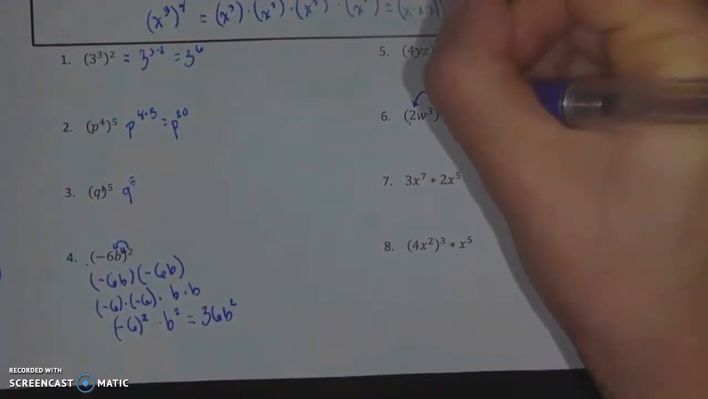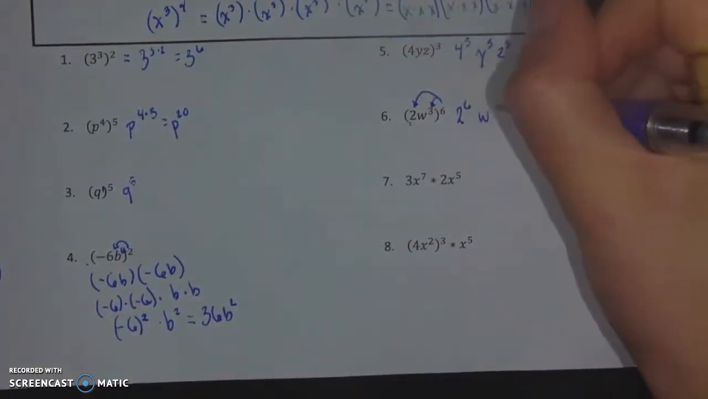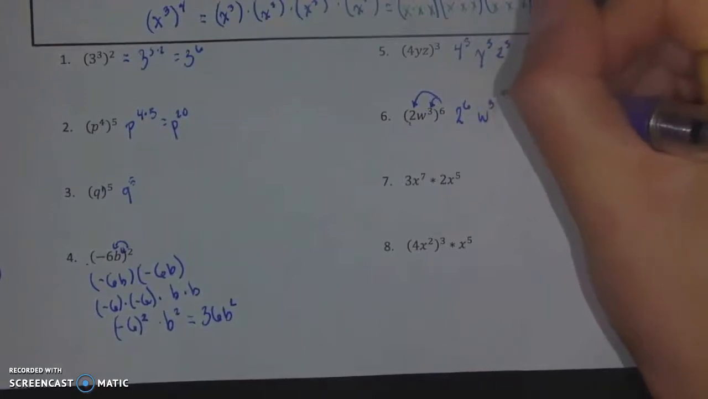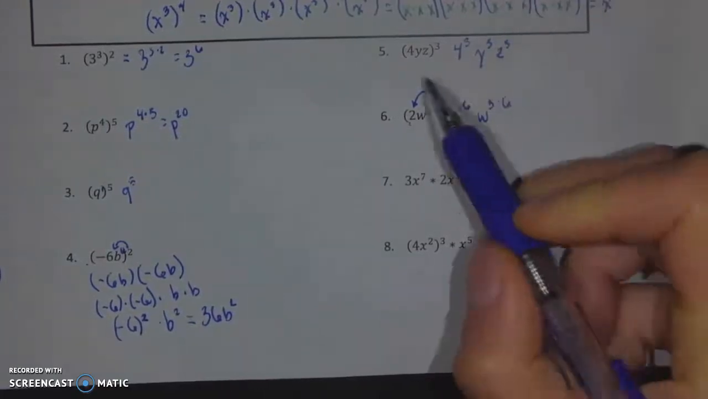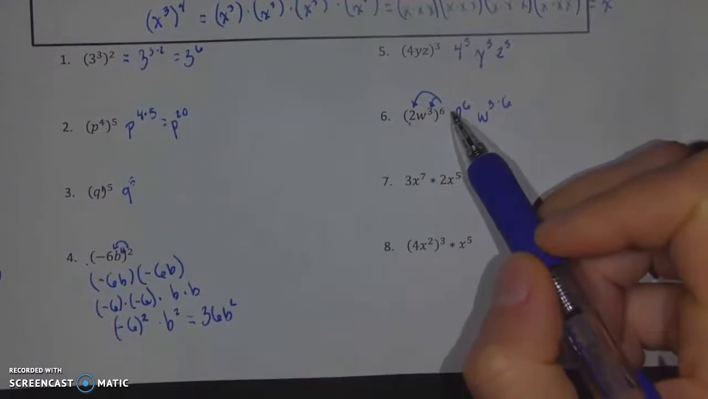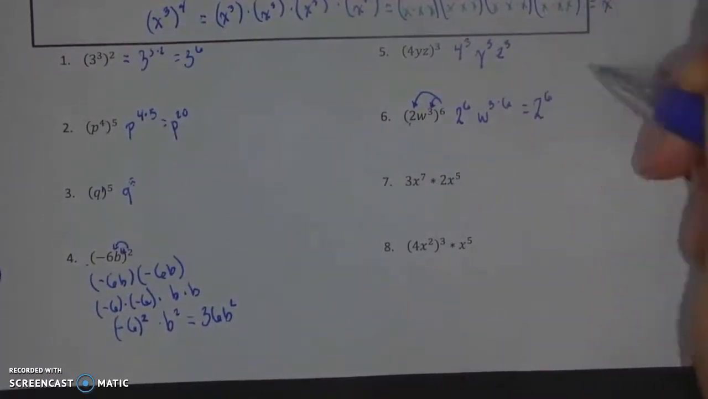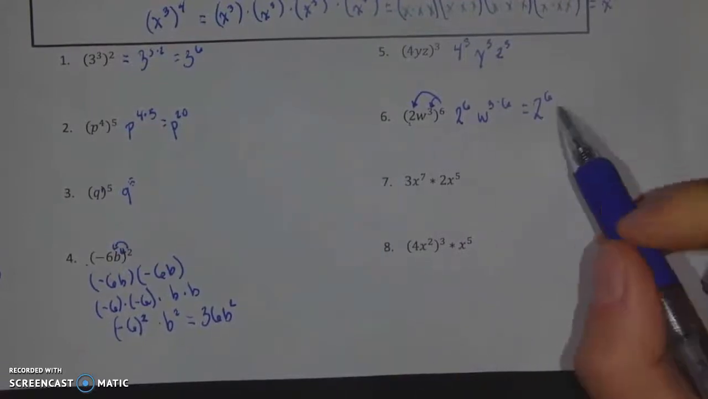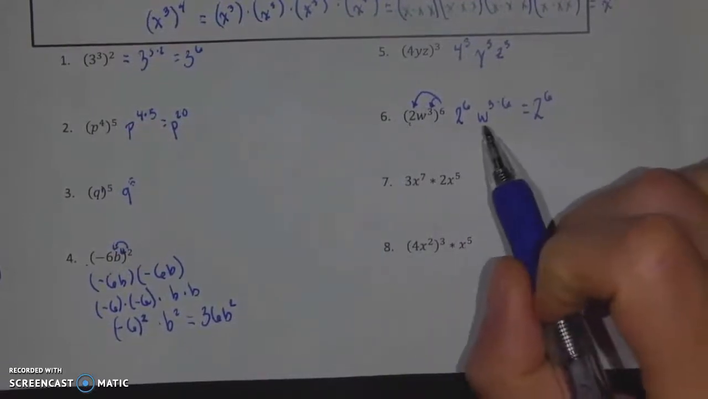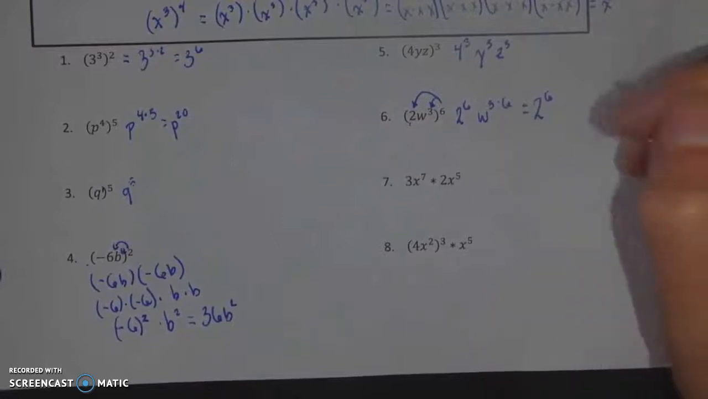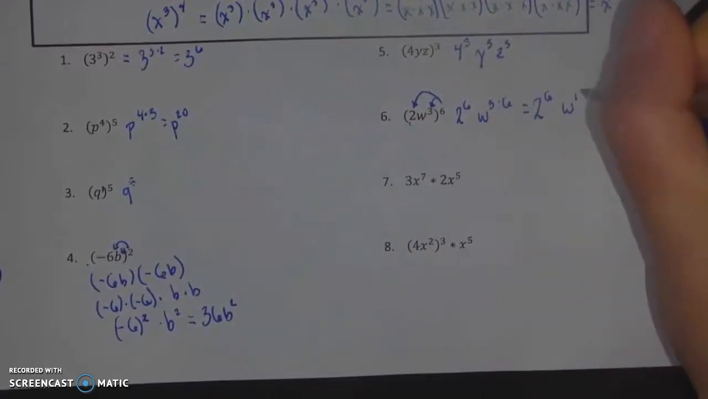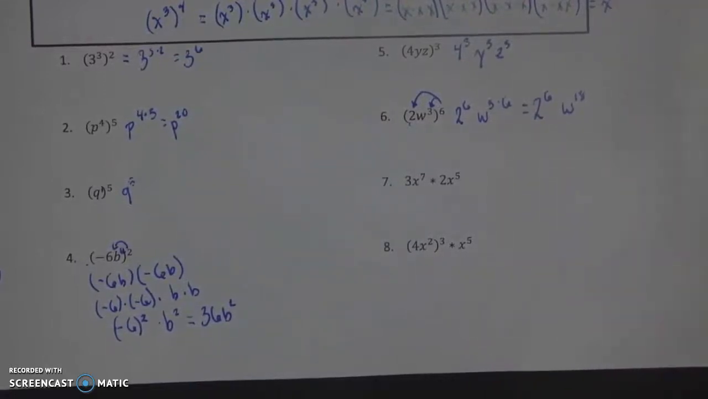And with this next one, I've got w to the third to the 6. That's 3 times 6 because I've got a power to a power. When I simplify this, I could find out what 2 to the 6 is, or I can leave it like that, and I prefer to leave it like this. And w to the 3 times 6 is going to be w to the 18th. And I would be done.